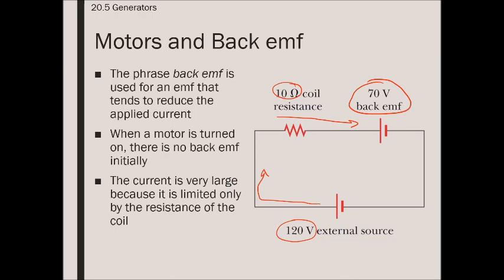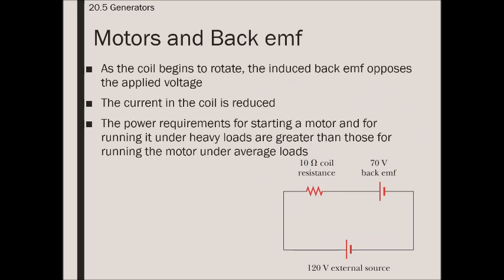external current. So when a motor is turned off, there is no back EMF initially, and it takes time to build up. So initially the current is very, very large, limited only by the resistance of the coil. As the coil begins to rotate, the induced back EMF opposes the voltage change. The current in the coil is reduced, and the power requirements for starting the motor and for running it at heavy loads are greater than those for running the motor under average loads.